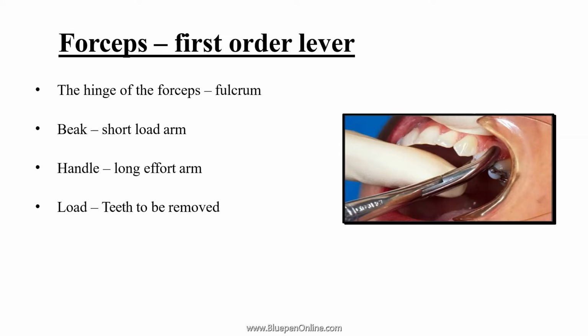Here the fulcrum is in the middle, the hinge of the forceps. As I told you, the fulcrum is in the middle in the case of first order lever. So the hinge acts as a fulcrum. The beak is a short load arm. Then you have the long effort arm, and the tooth is the load to be removed. You actually give the force through the long arm. The mechanical advantage is seen in the short arm, and this results in the extraction of the tooth. Hope this is clear, right?